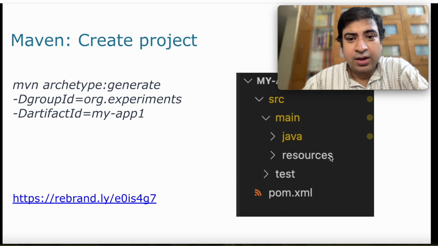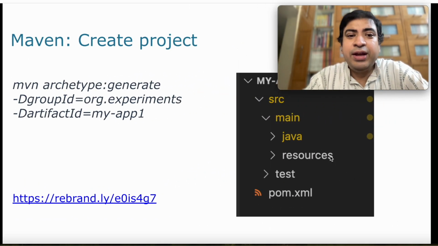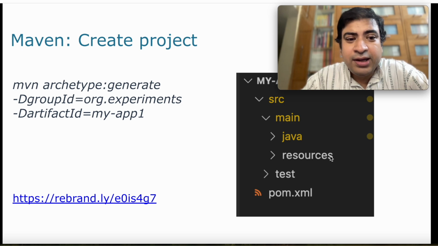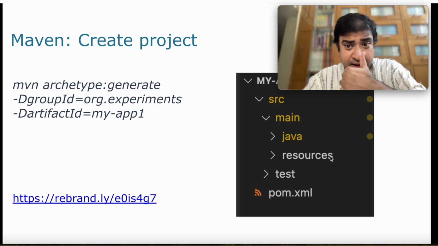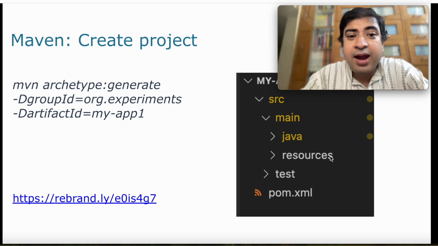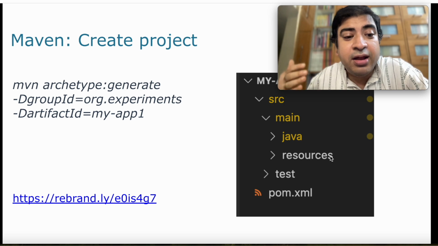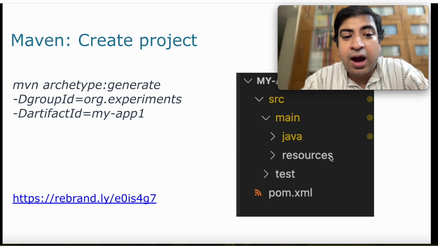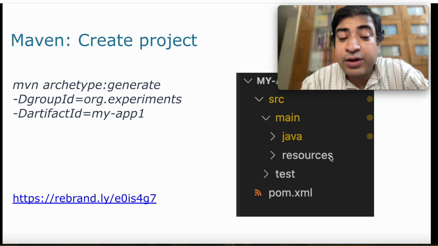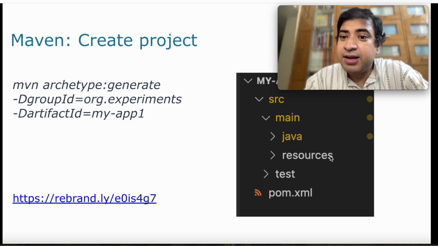Okay, so the first thing is we create a Maven project using this Maven archetype generate command and giving a group ID and artifact ID. The artifact ID is indeed the project name. So Maven will create a folder by the name of the artifact ID which you have given, and the group ID is basically the package name for that project.